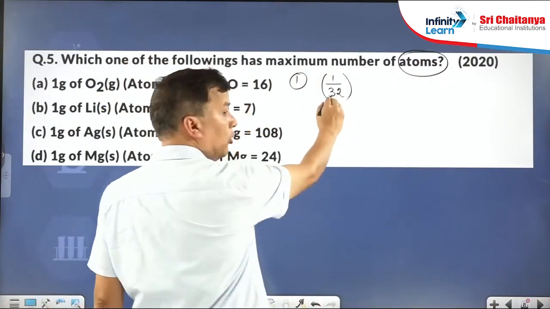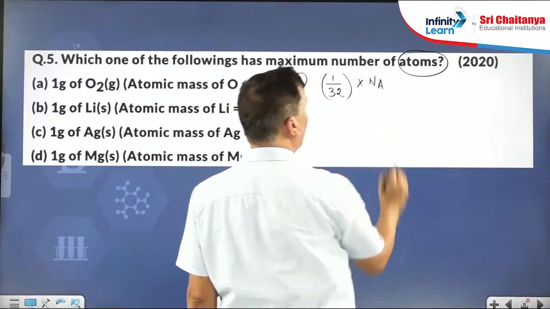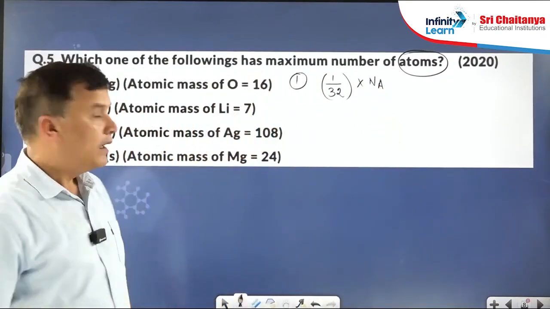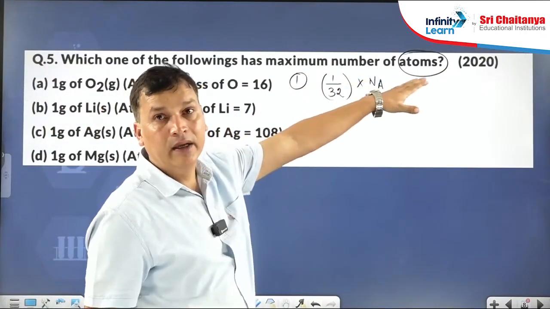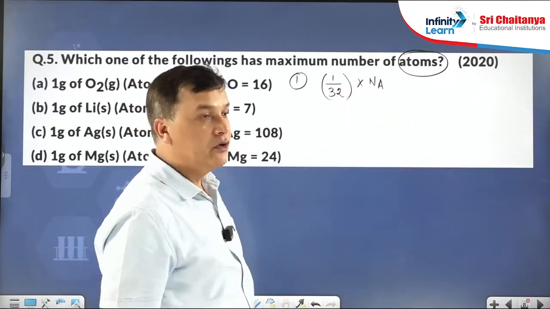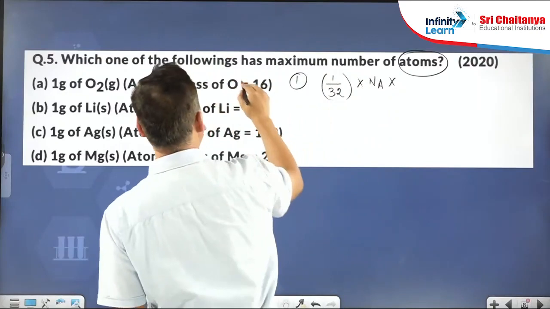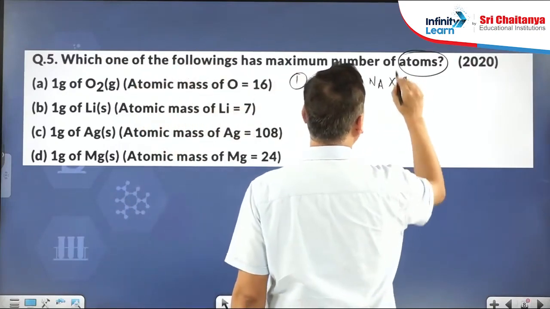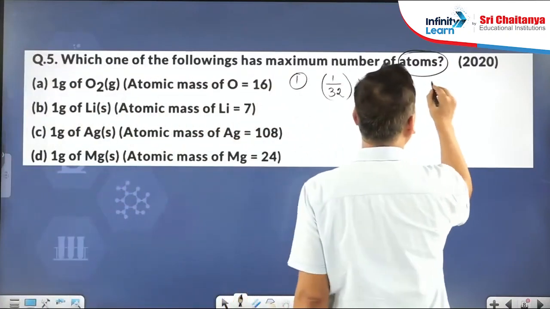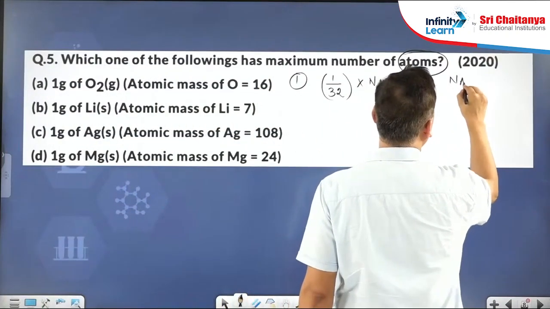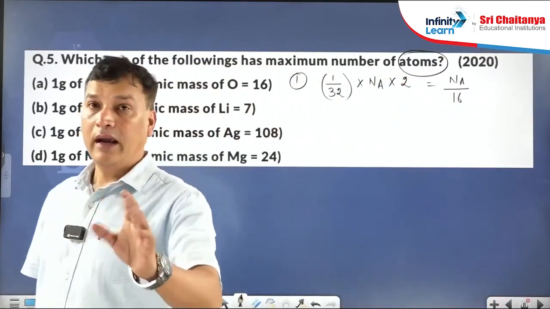The number of moles into Avogadro's number is the number of molecules. Confirm, I am telling you: in the first bracket, this is the number of moles into Na, then it is the number of molecules. After that we have to change it into the number of atoms. The atomicity of oxygen is 2, so this is equal to Na upon 16. Here is Na upon 16, these are the number of atoms.